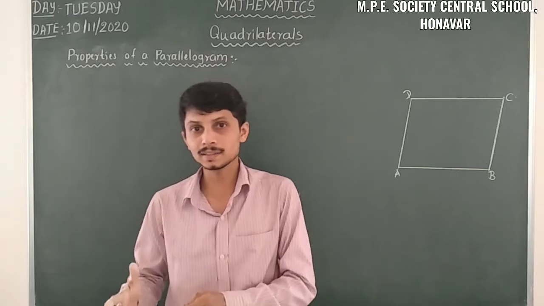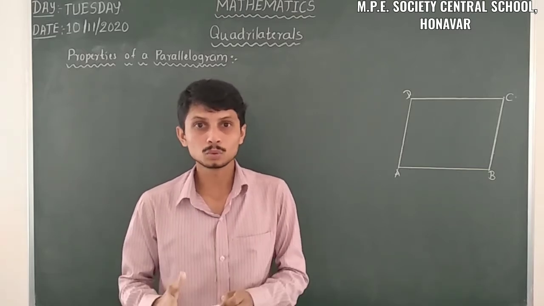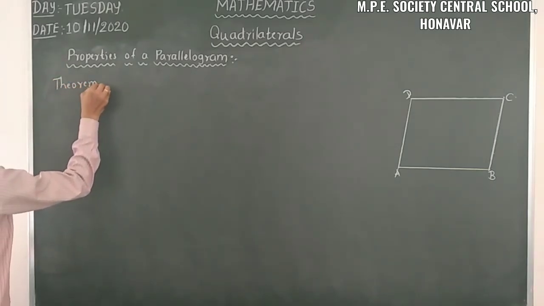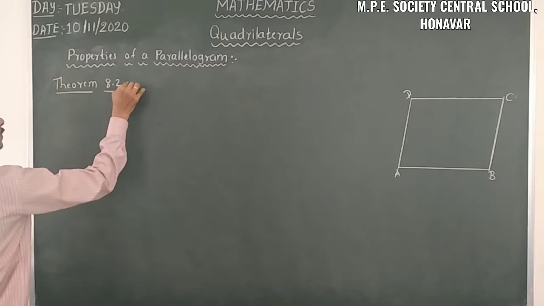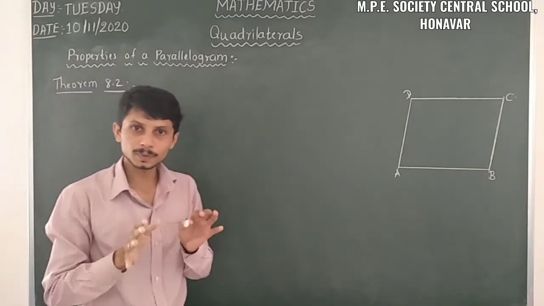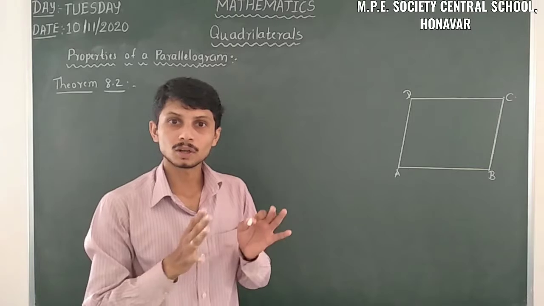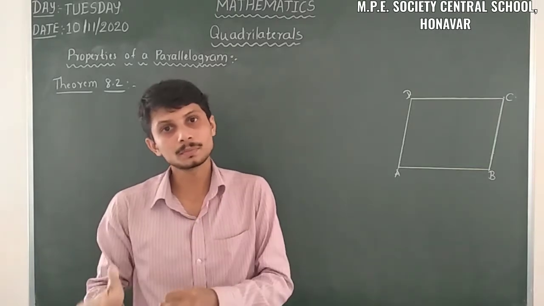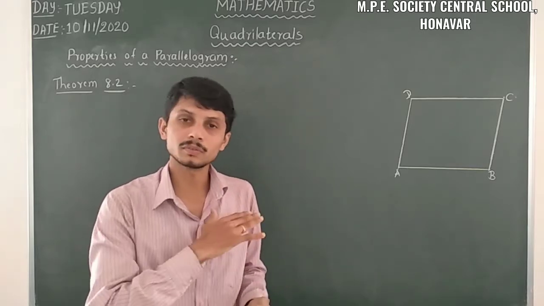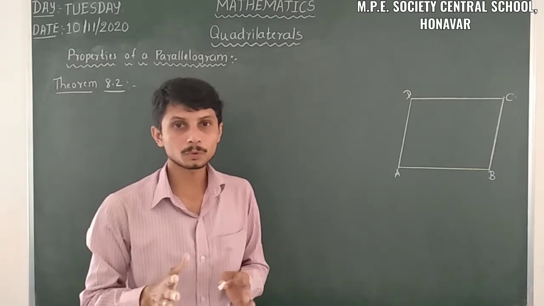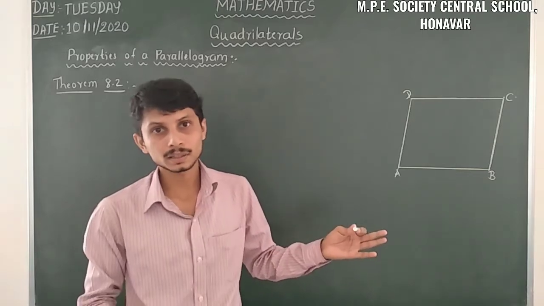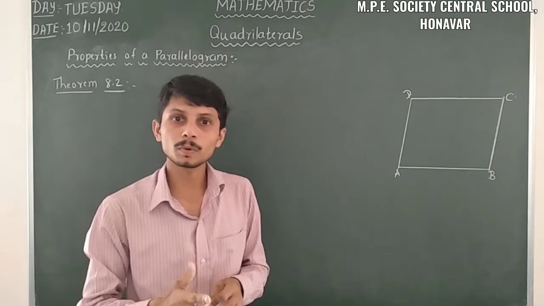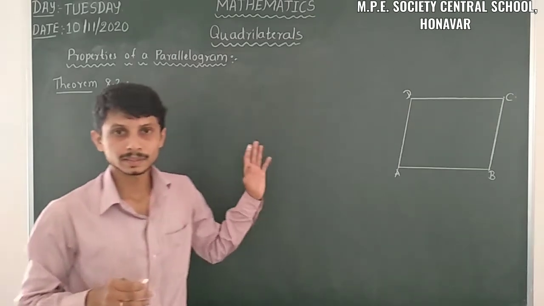Here we move on to the next theorem, that is theorem 8.2. Theorem 8.2 is one of the properties of a parallelogram, that is, the opposite sides of a parallelogram are equal. We already know from the 8th standard that the opposite sides of a parallelogram are equal, so from measurement we can take that one. There is no proof of this theorem in your syllabus. That's why it is enough.